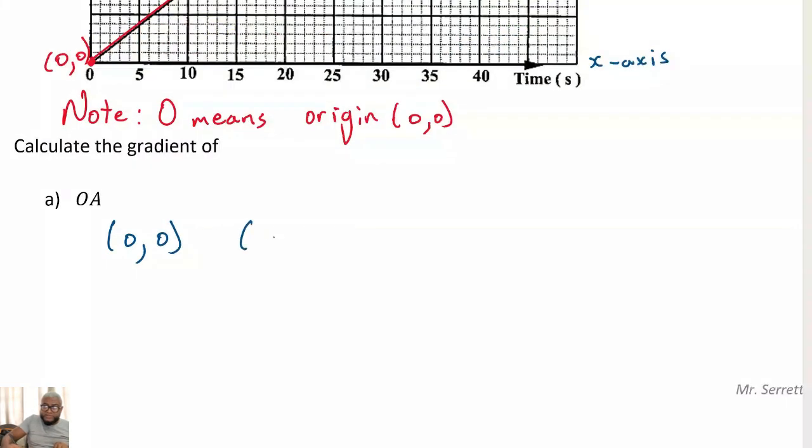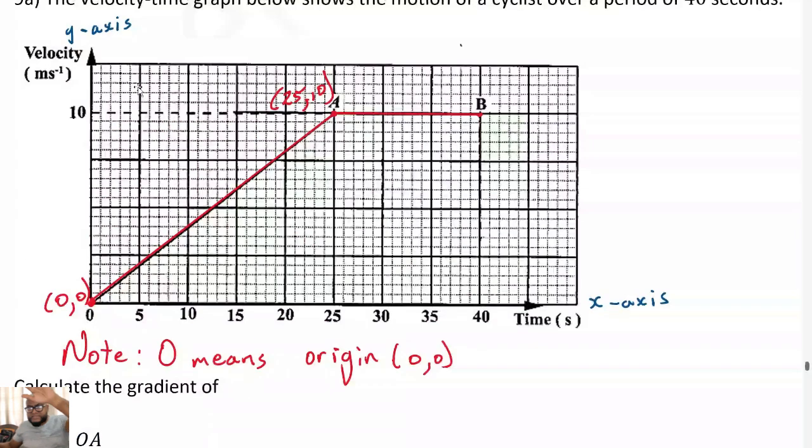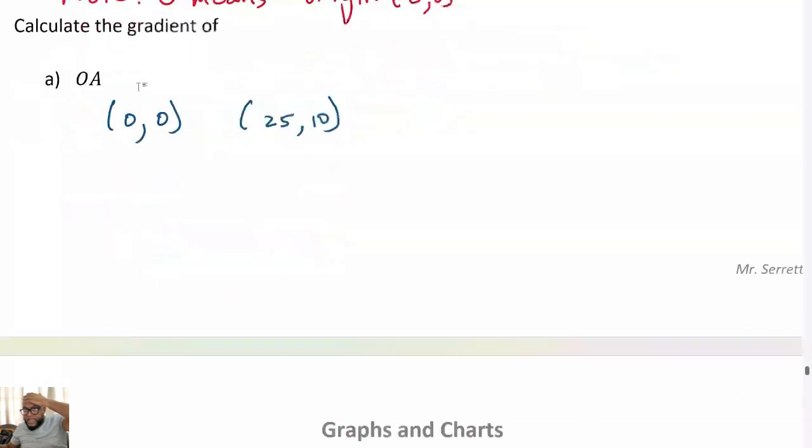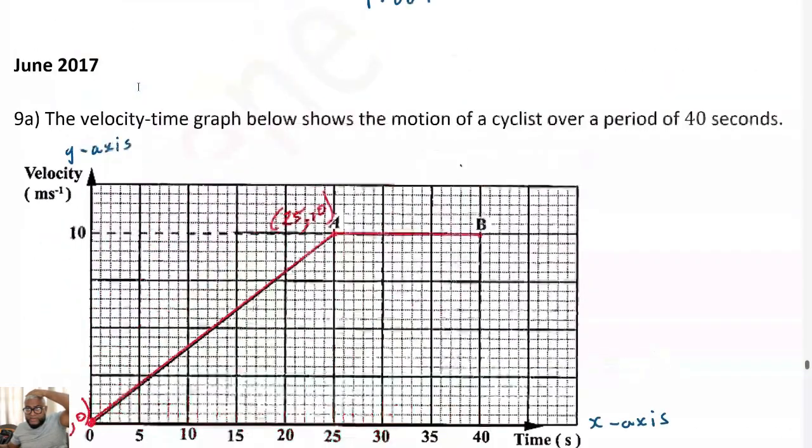Work on my gradient here, 0, 0 and 25, 10. Let me just indicate the second stage, which is AB, right? Give me 2 coordinates on AB. Well, we actually already have one, which is 25, 10, right? Give me the next coordinate here.